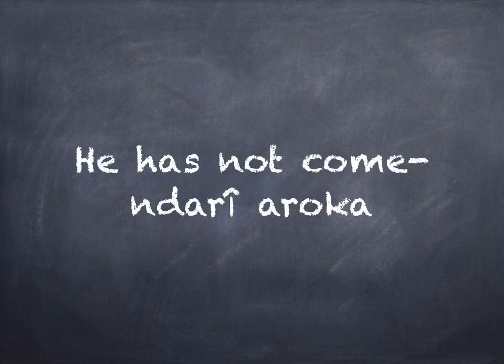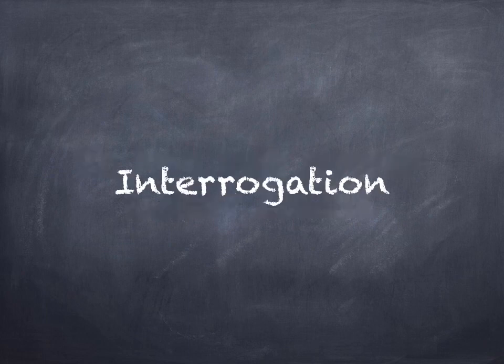Come is gũka. To say he has not come in Kikuyu is ndarî aroka. How about when we use present perfect tense for interrogation? Let's have a look.